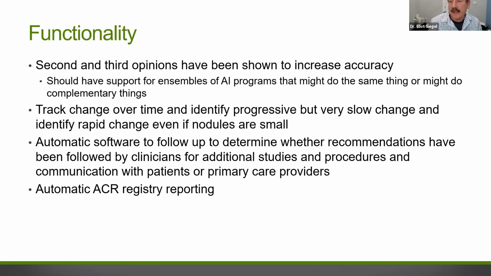Also, what I would like to have the capability of doing is ensemble analysis, so that I might find that there are 2 or 3 or 4 pieces of software that I may want to use together. It turns out that humans do better with second or third opinions. It's true of software also, and I want software that allows me to combine those. I want to be able to track change over time.